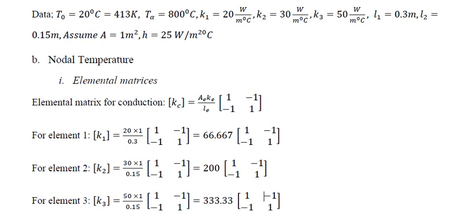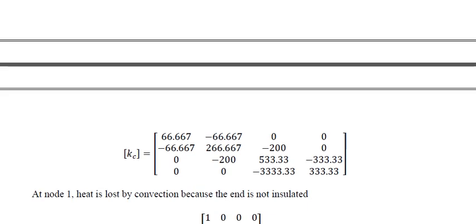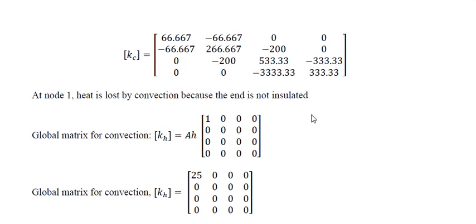Therefore the global conduction matrix, not stiffness matrix. Global conduction matrix size will be 4 cross 4. The global conduction matrix is given as K1 plus K2 plus K3. It will be size 4 cross 4. As I told you, this is the component which is added with the first and second added, second and third added. So the size will be 4 cross 4 with 4 degrees of freedom.